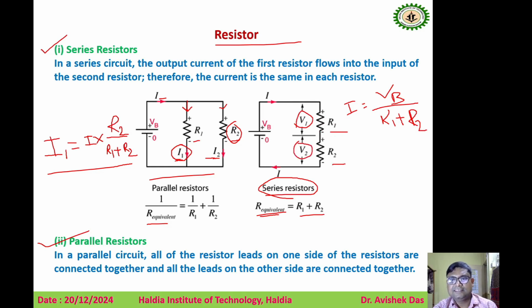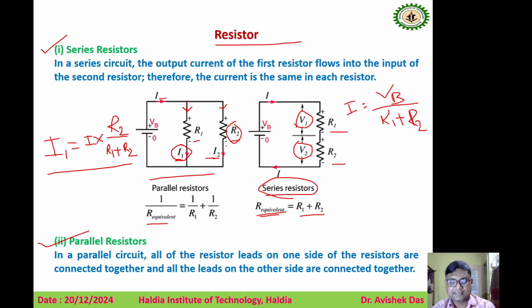So for the series resistors, what happens? The current flowing through the circuit is the same, but the voltage across each is different. So it is known as the voltage division rule. But for the parallel circuit, what happens? The current is distributed or divided between the two resistances, but the voltage drop across R1 and R2 is the same, right?